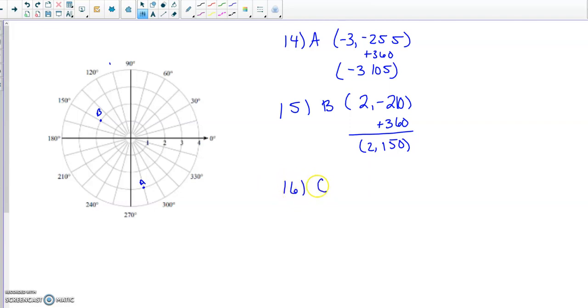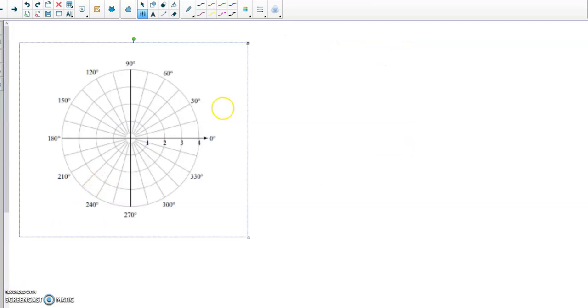16, which is C, and that's -4 and 105. So again, like before, like number 14, instead of going towards 105, we're actually going to backtrack and count 4 backwards. 1, 2, 3, 4. And there is C. You just got to be very careful and make sure you follow the right lines.